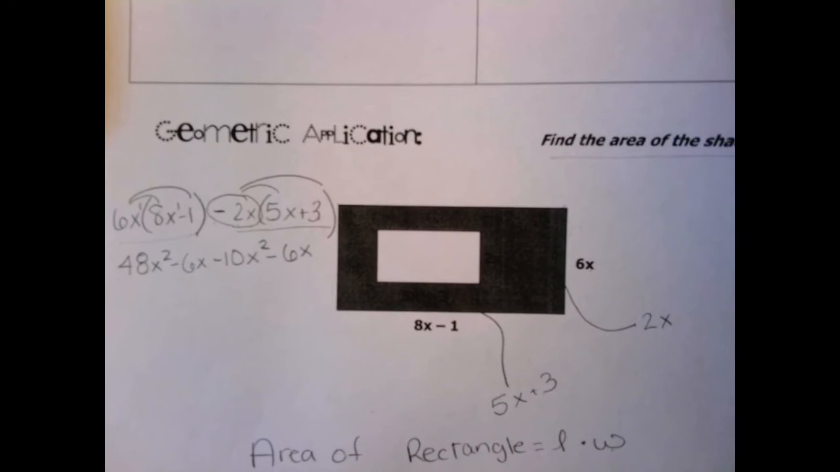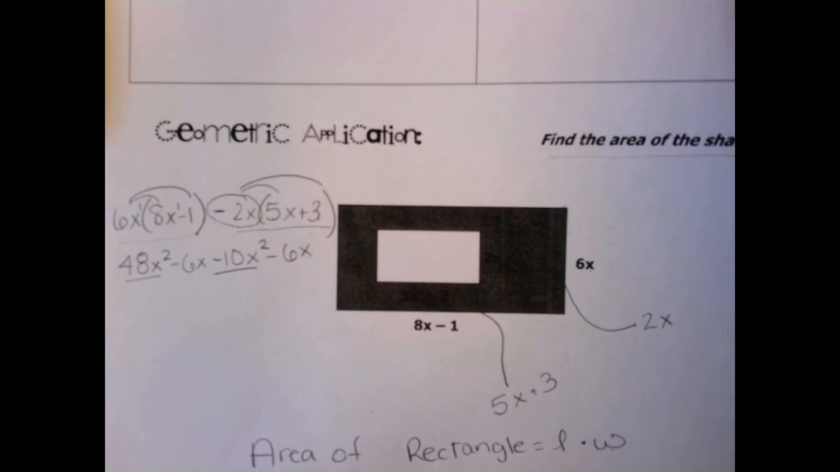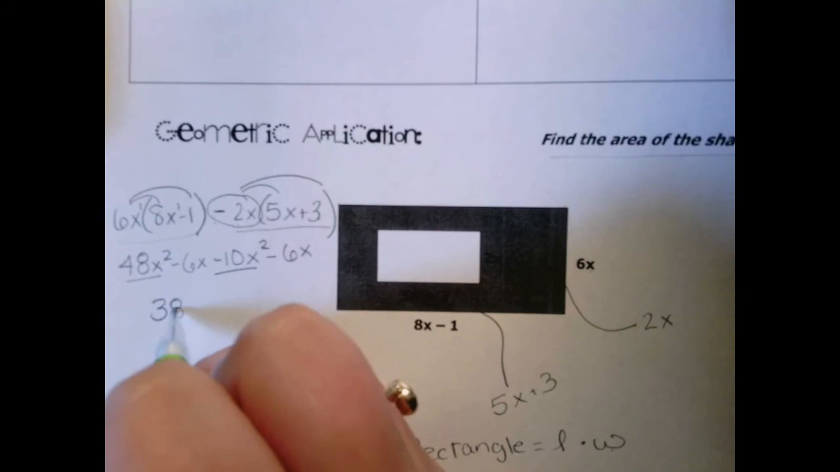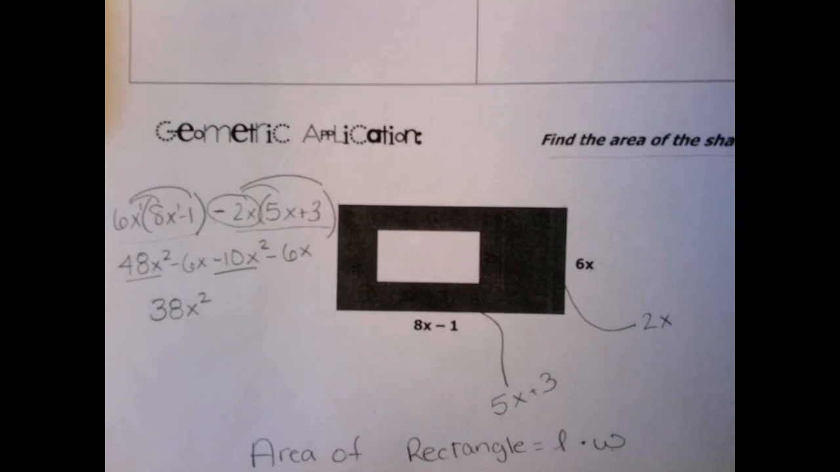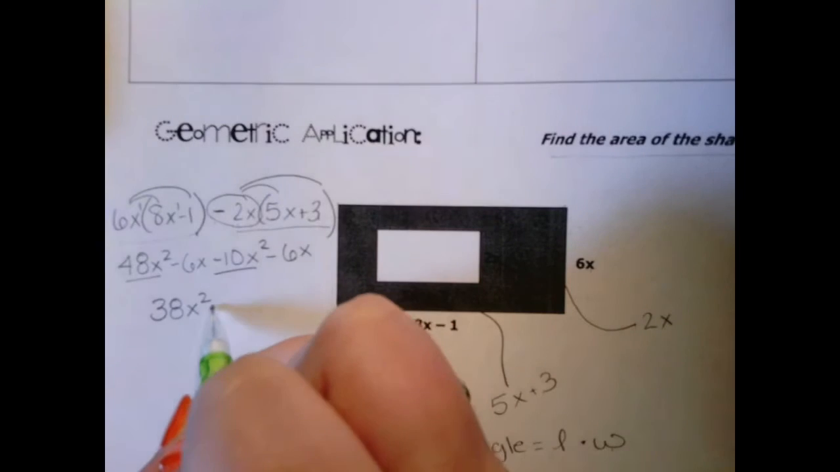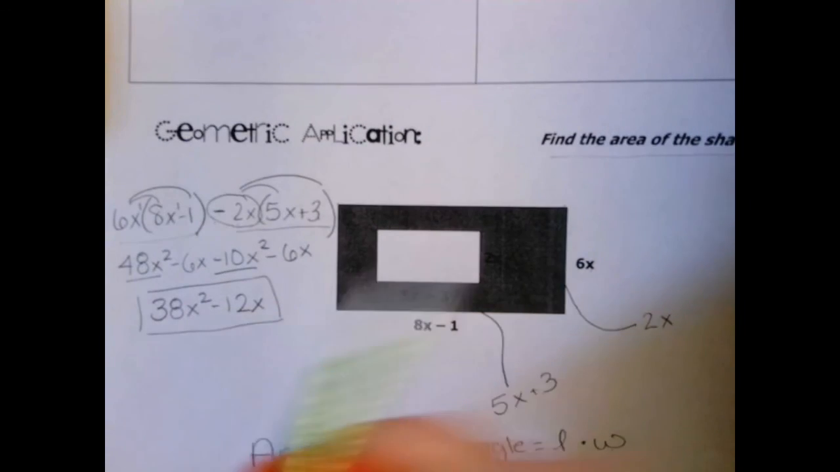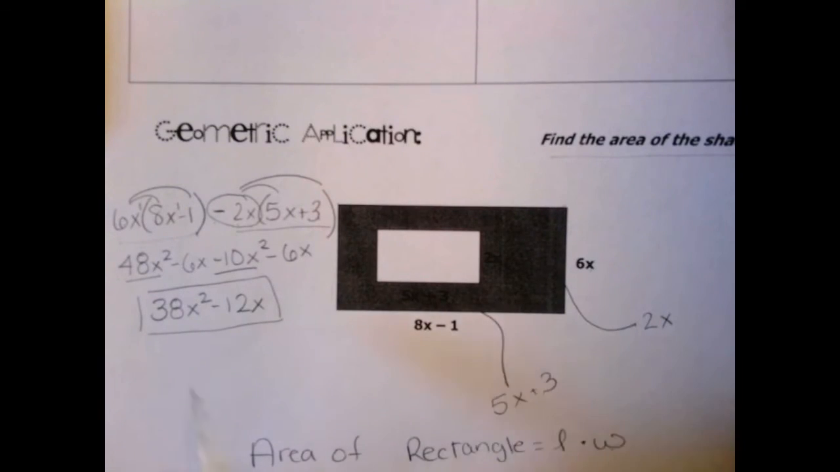So now I am going to combine like terms. So I have 48x squared and -10x squared. Combining those, I'm left with 38x squared. And then I have -6x, -6x, so that's going to be -12x. So the area of my shaded region on this rectangle is going to be 38x squared minus 12x.